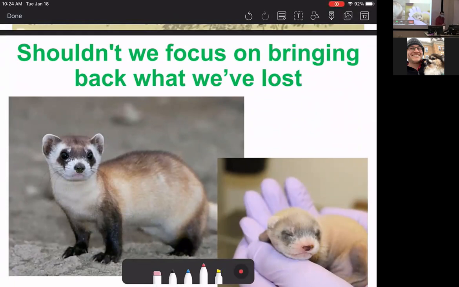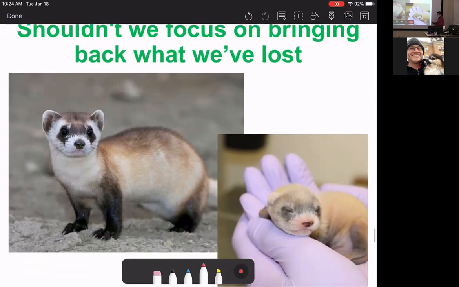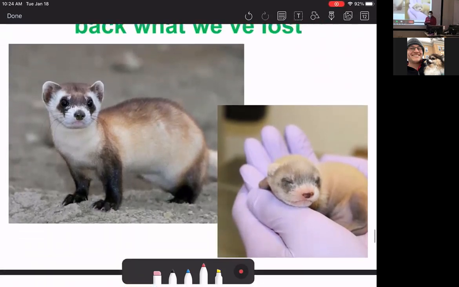This is the black-footed ferret of North America. You probably have never seen it or know that it's from North America because we basically extincted them. They need prairie, they need specific environments, and we turned a lot of that into farm. So is it our obligation in this case to do what we can to bring something back?